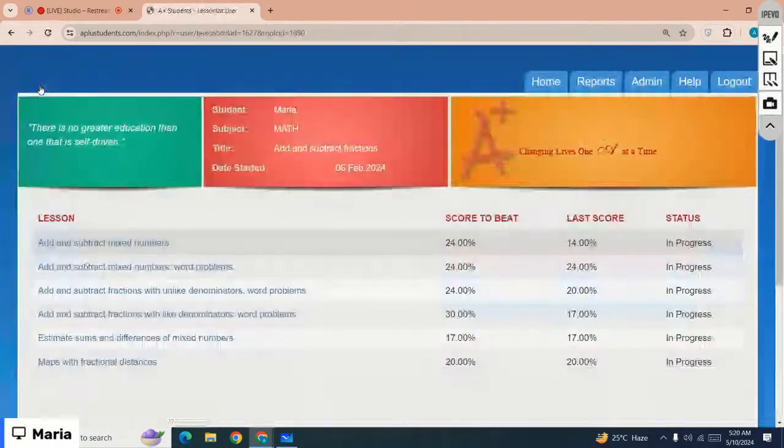The next lesson is add and subtract fractions with like denominators. So you can do the like denominators word problems on your own, right? The next one is estimate sums and differences of mixed numbers. Let's just start with the lesson.